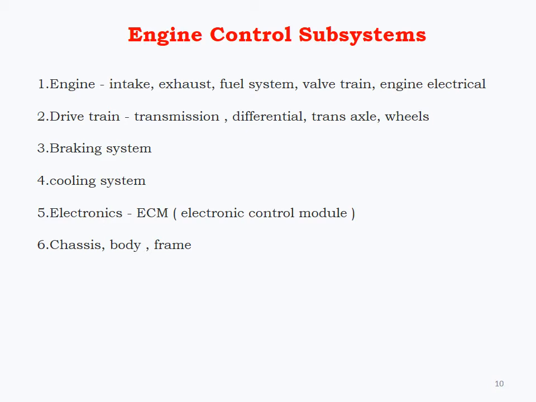These are some engine control subsystems. One is engine intake, exhaust, and fuel system. The drivetrain subsystem is responsible for transmission, differential, transaxle, and wheels. Next is the braking system ECU, and the cooling system. Then the electronic module that controls the electronic devices inside the car. The chassis body frame controller is among the engine control subsystems used in the car.